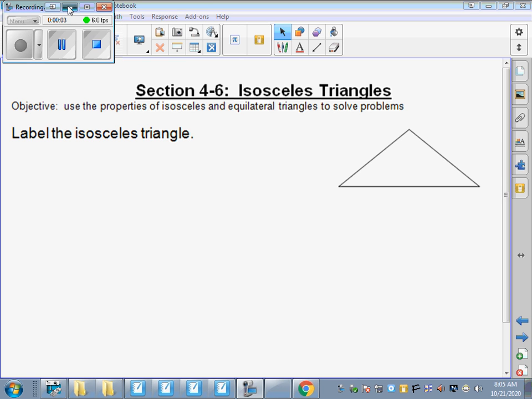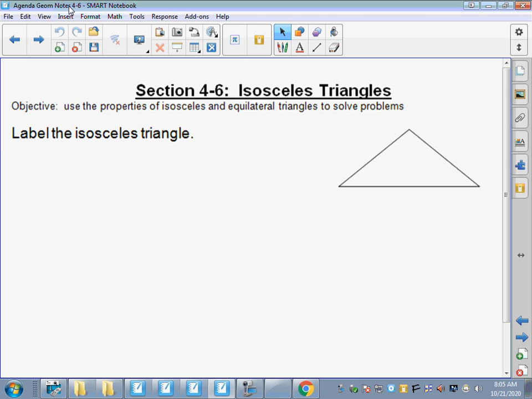Hi there. It is time for section 4-6, Isosceles Triangles in Geometry. So notice the objective says to use the property of isosceles and equilateral triangles to solve problems. I don't know if you remember way back in, I think it was section 4.1, we said isosceles was at least two congruent sides, so either 2 or 3.